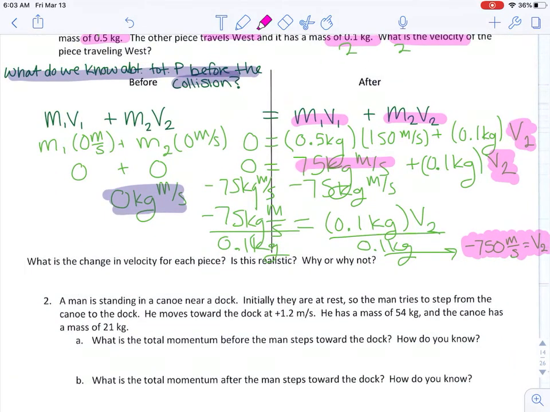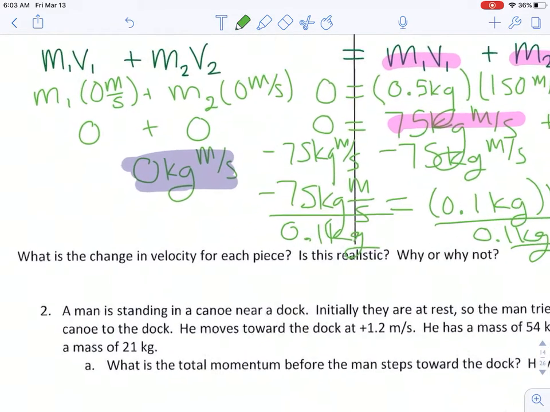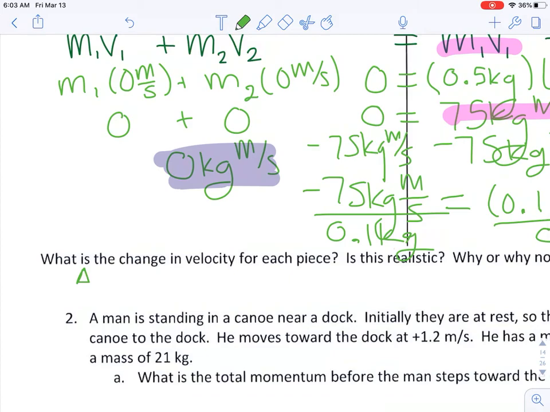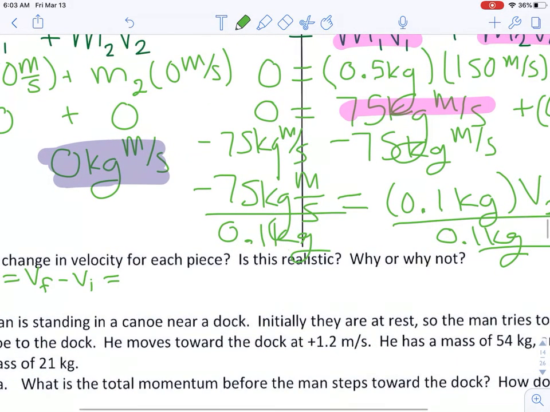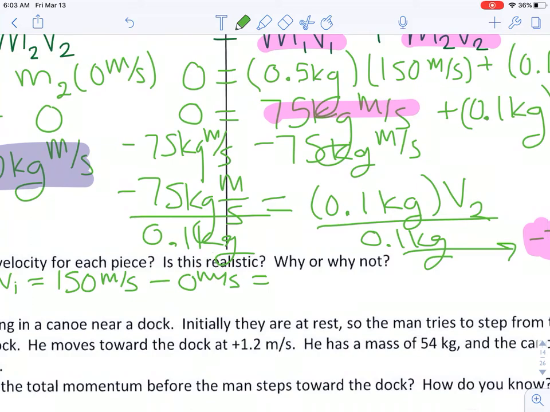Okay. So first, we want to ask ourselves, that's a really huge number. Does that make sense to us? In order to do that, we're going to have to calculate our change in velocity. And so we're going to do the same order of objects. So change in velocity 1 is going to be our first object. Velocity final minus velocity initial. Our first object had that 150 meters per second at the end, and they both started at 0 because this is an explosion. And so we have 150 minus 0 ends up being 150.